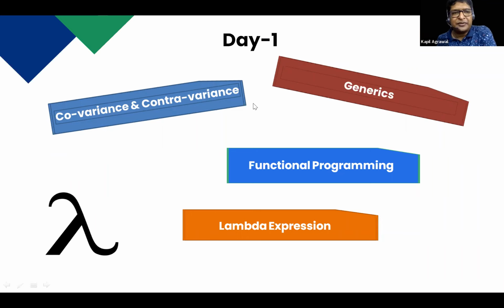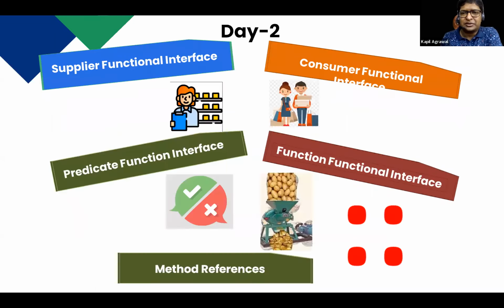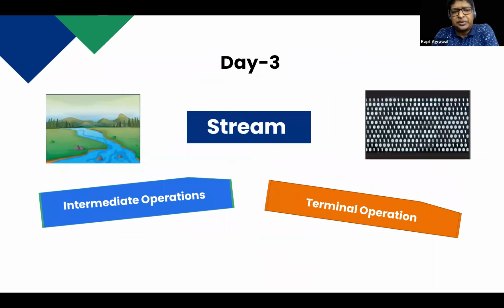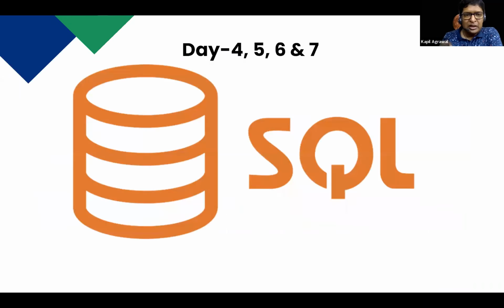Today we will discuss contravariance, covariance, functional programming, and lambda expression. Then on day number 2, the topic will continue. We will talk about some inbuilt functional interfaces: Supplier, Predicate, Consumer, BiConsumer, etc. But definitely on day 1, there is no logic in discussing too much. Apart from that, the topic of method reference will also be there. Then on day 3, Stream API. Mainly the discussion will be on intermediate operations and terminal operations.